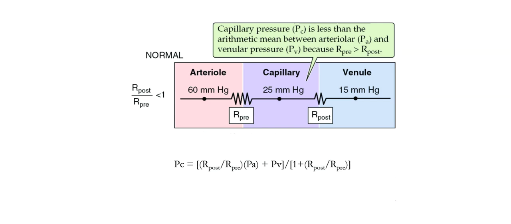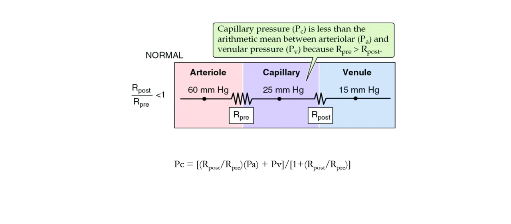As long as you are not changing the overall total resistance of the system, you can have reciprocal changes in the pre and post resistance on either side of the capillary. It's going to affect what pressure you see in that capillary bed, which has the consequence of affecting how much exchange of fluid happens in that capillary bed. Okay, that's sort of in the purview of Tuesday. We're going to introduce it here.